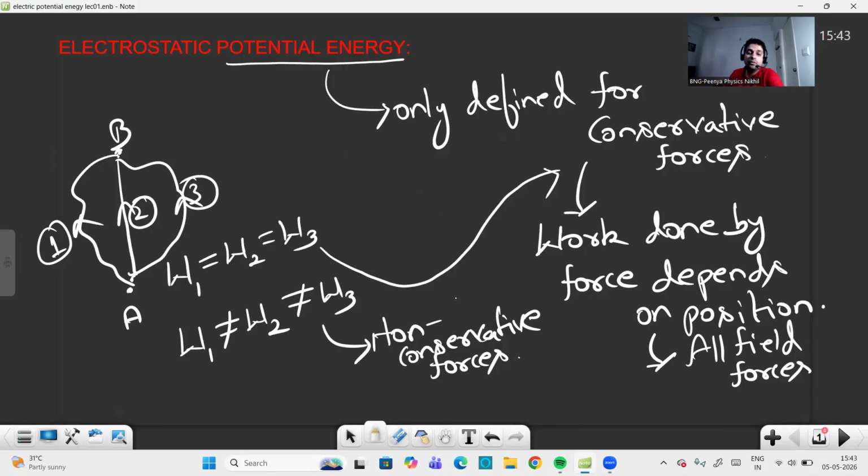In non-conservative forces, we have friction and any viscous force. These are examples of non-conservative force, in which work done doesn't depend on position. It depends on path.